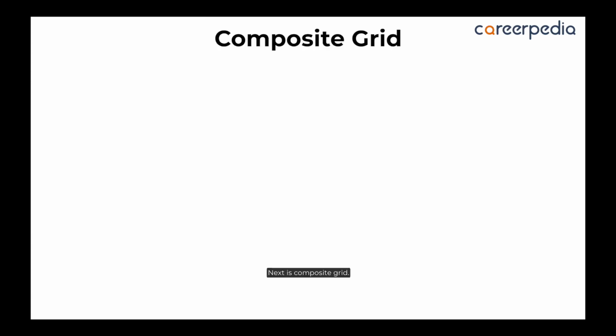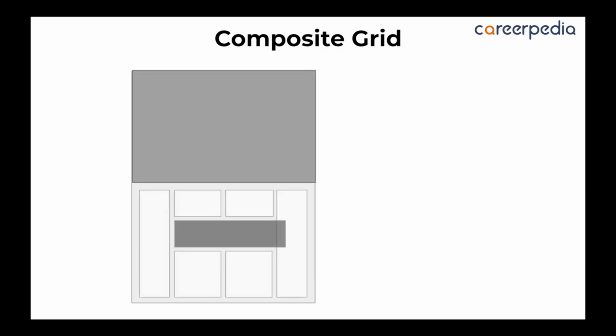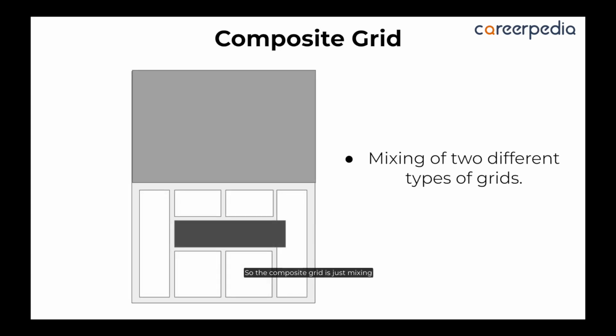Next is composite grid. So the composite grid is just mixing of two different types of grids. Here we have hierarchy as well as modular grid where we have rows and columns.